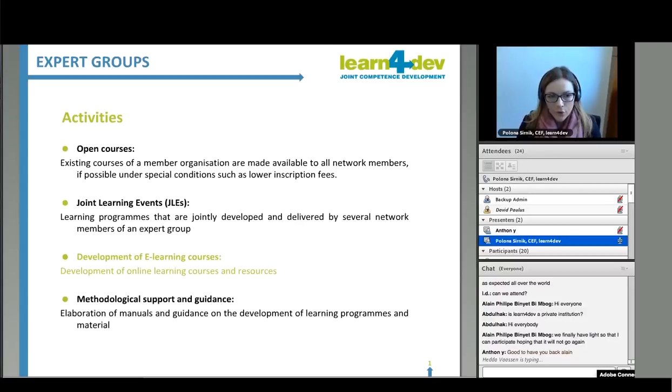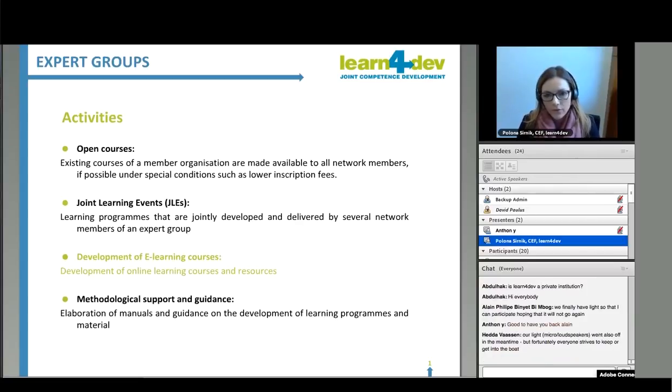Then expert groups also work on development of e-learning courses, and they offer methodological support and guidance, which means they work on elaboration of manuals and guidance on the development of learning programs and material.